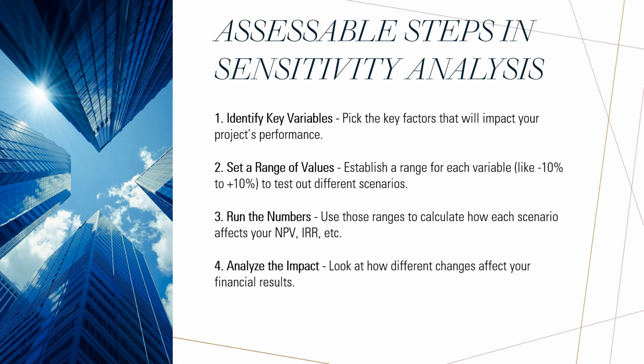Now that brings us to accessible steps in sensitivity analysis. There are 8 steps that we're going to go over. The first one is identify key variables. You pick the key factors that will impact your project's performance. Next, set the range of the values. Establish a range for each variable, like minus 10 or plus 10%, to test out different scenarios. Then run the numbers. Use those ranges to calculate how each scenario affects your net present value and your internal rate of return.